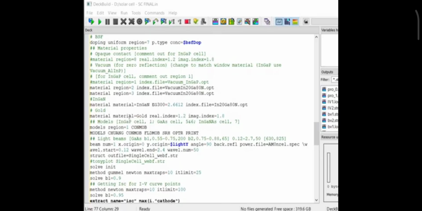I am using the different models for the region 1: concentration mobility model, and the different models Chuang Chong model for the concentration mobility, field mobility, SRH. One more is the OPTR model and the print model. These are the 6 models you can use in designing of a solar cell. Please note down these models very carefully.